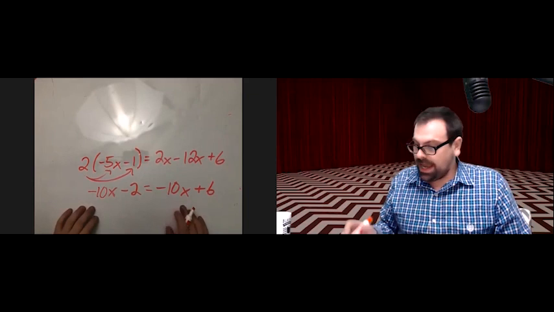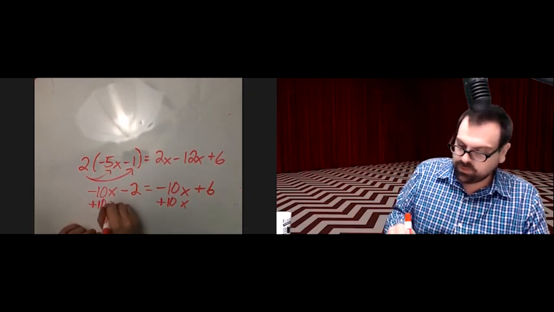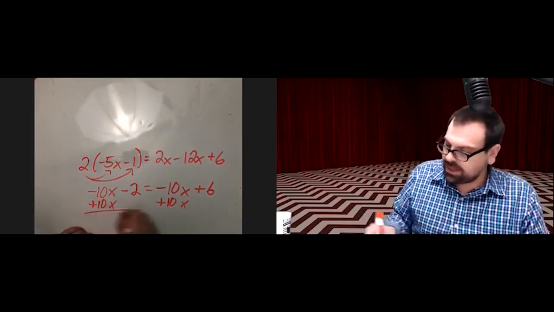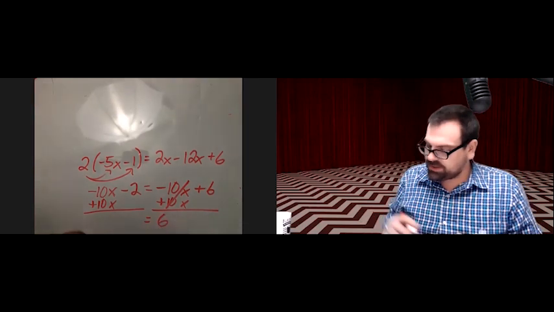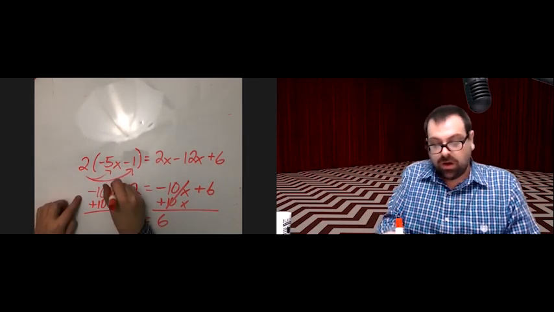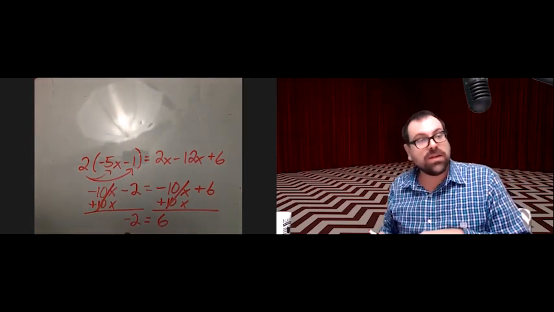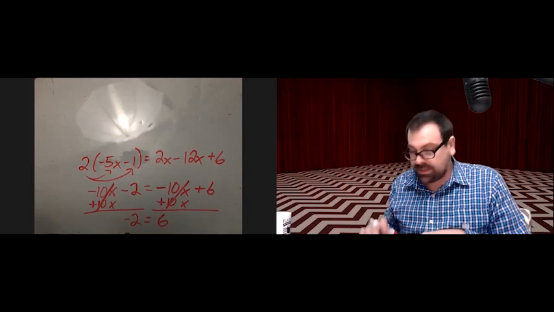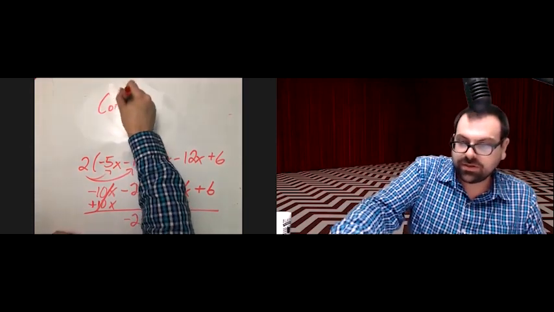I'm going to go ahead and add 10x to both sides to move my x's from the right to the left. Gets rid of them on the right, leaving me with just a +6. But it also gets rid of them on the left. All variables are gone. And I get -2 equals 6. This is not true. This is a contradiction.